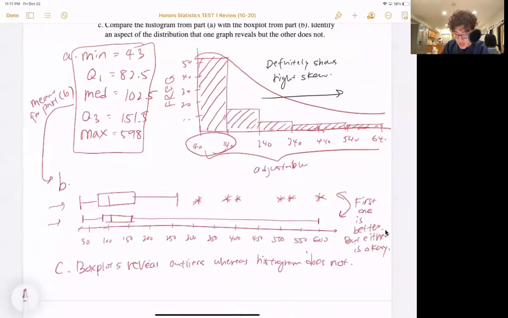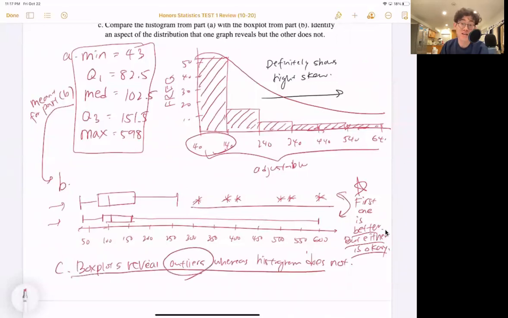There's one that has these little outliers and one that doesn't. The one with the outliers is much better. Either one is okay; that's what I said for part B. Why is the first one better? Because it reveals outliers. And it also helps you answer part C.